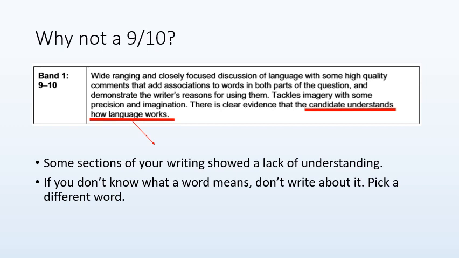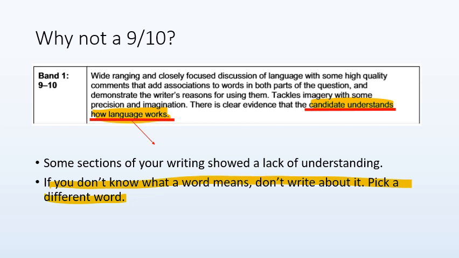And finally, I need to see clear evidence that you understand how language works. If some sections of your writing don't really show that you understand the text, you really misread parts of it, maybe you show that you haven't even understood the basic plot, it's going to be hard for me to say that there's clear evidence that you understand how language works. Some advice there is, if you don't know what a word means, then don't write about it. Write about a different word.